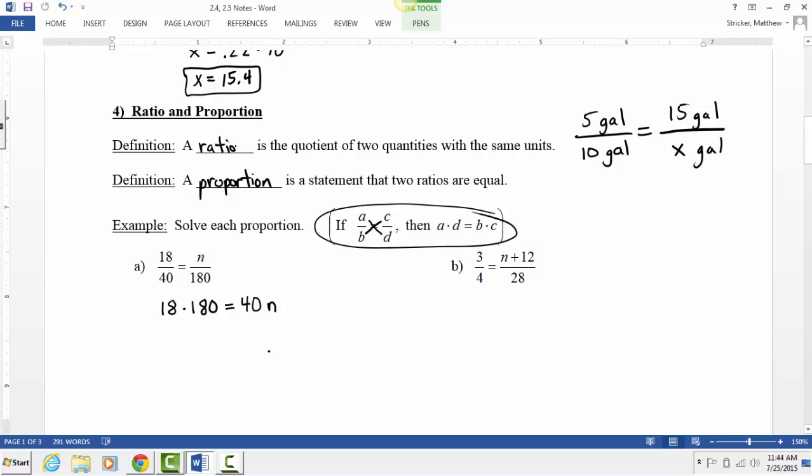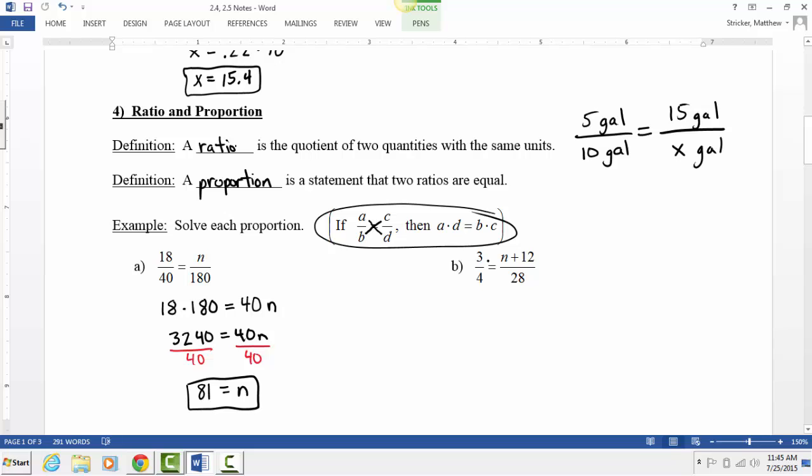18 times 180 is what? It's 3,240, which equals 40n. Multiply, marry, divide, divorce: divide by 40. 3240 divided by 40 equals 81. So I have an answer here of n equals 81. Not too bad. The next one's a little bit more complicated. Still, it's the same concept though.